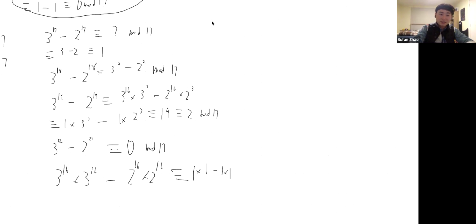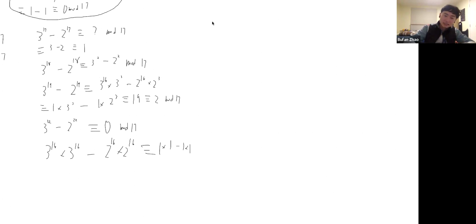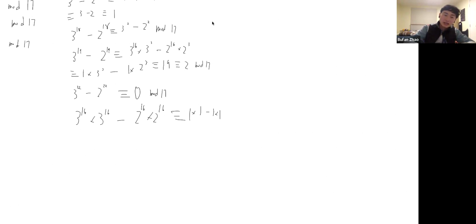As you can see here, this hints at a very circular pattern, you know what I mean? So what this means is that when we look at a really large power, there's actually a way to break it down. Maybe 17 is too big of a number here.